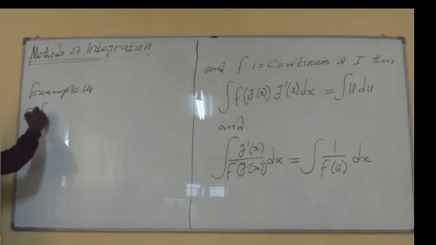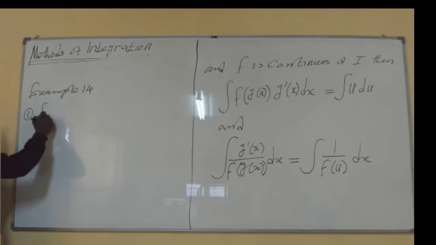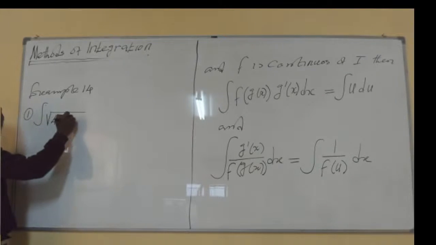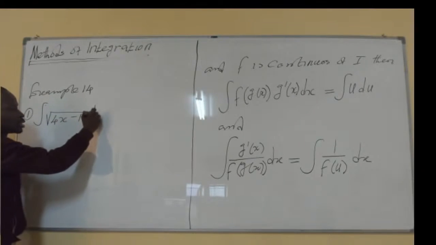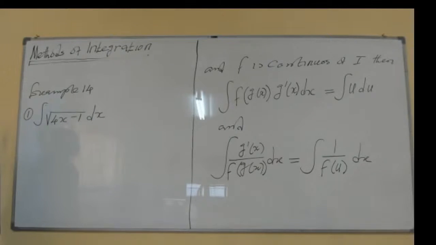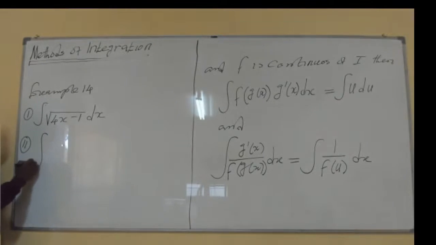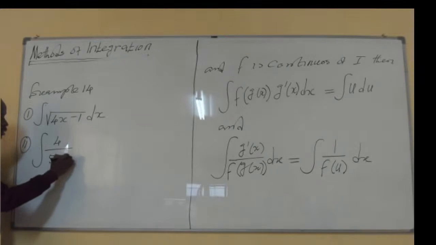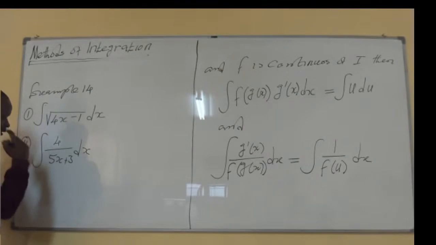The first one is the integral of the square root of 4x minus 1 dx. By the way, some of the examples you have in your notes, so some of them I'm going to skip, and you need to find time to go through them. So the second one is the integral of 4 divided by 5x plus 3 with respect to x.